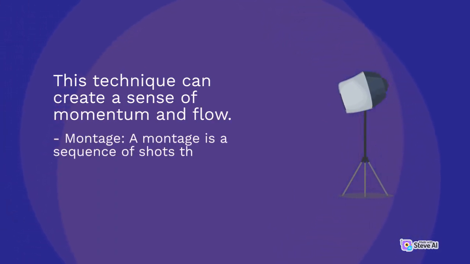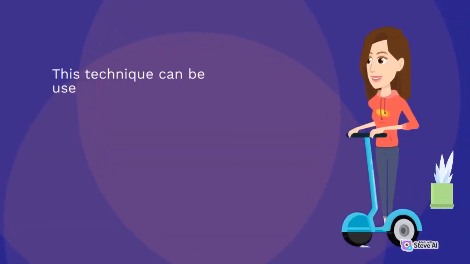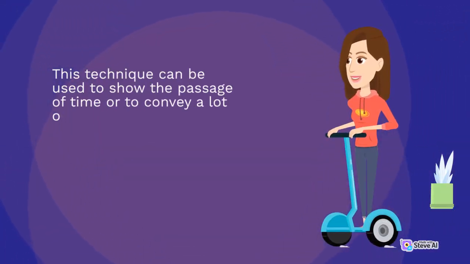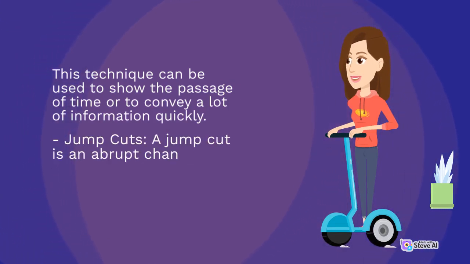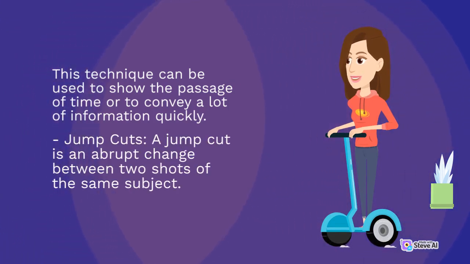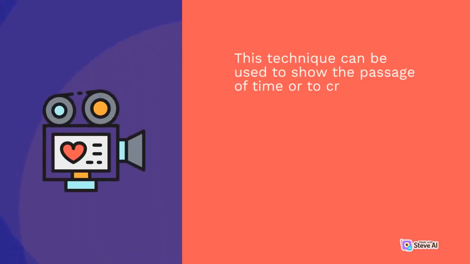Montage. A montage is a sequence of shots that are edited together to create a progression of events. This technique can be used to show the passage of time or to convey a lot of information quickly. Jump cuts. A jump cut is an abrupt change between two shots of the same subject. This technique can be used to show the passage of time or to create an emotional effect.